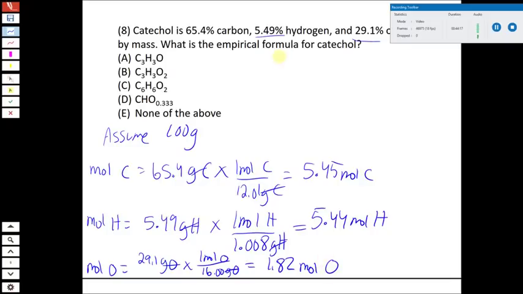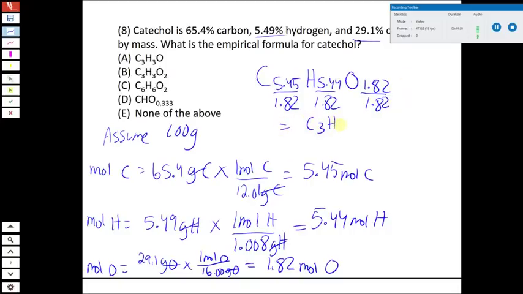All right. So then when we end up dividing these, we have C, we have 5.45 moles. Hydrogen, we have 5.44. Oxygen, we have 1.82. So that's the mole ratio of the elements. But we want to express this in whole numbers for an empirical formula. So we do that by dividing by the smallest. These aren't anywhere close to whole numbers, so we don't want to do any rounding here. We divide by the smallest number, 1.82, 1.82, 1.82, which is the smallest of those 3 numbers. And we get a number that's very close to C3H3O. Okay? All right? So that's going to be choice A here for the correct empirical formula.